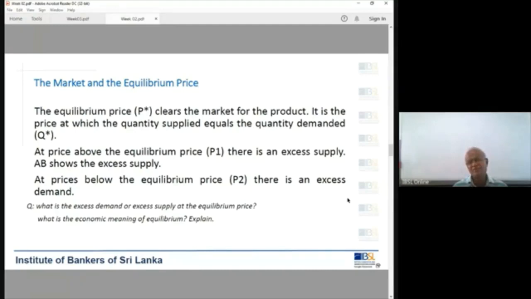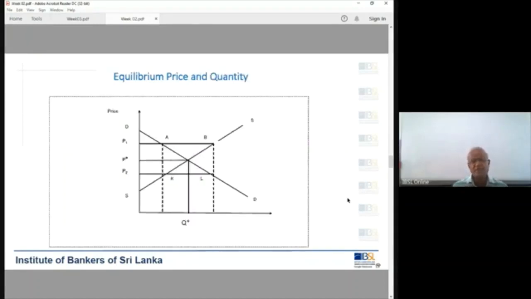Why is this equilibrium important? How do we explain that? At the equilibrium price, P star, the quantity demanded is Q star and the quantity supplied is Q star. That is interesting. Price P star is the equilibrium price.